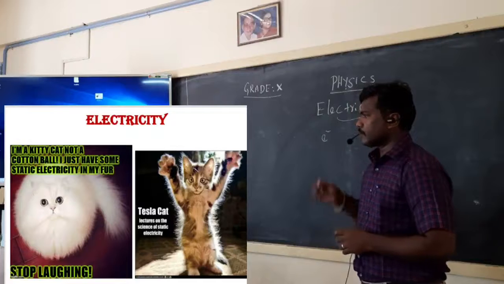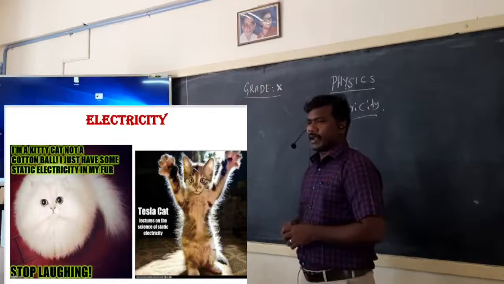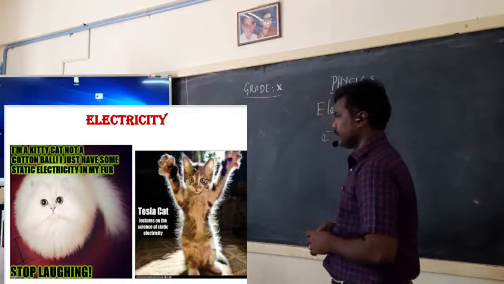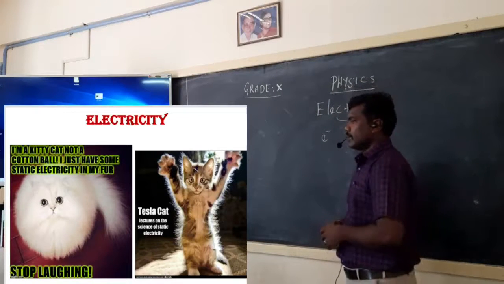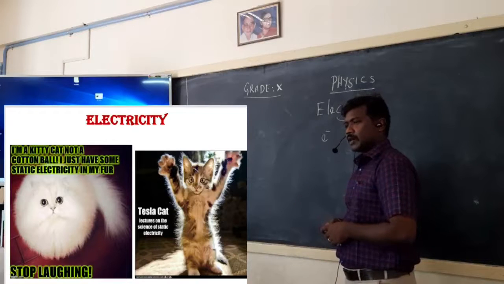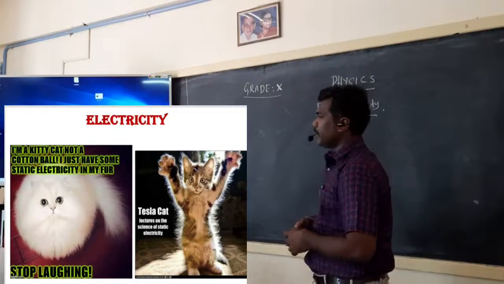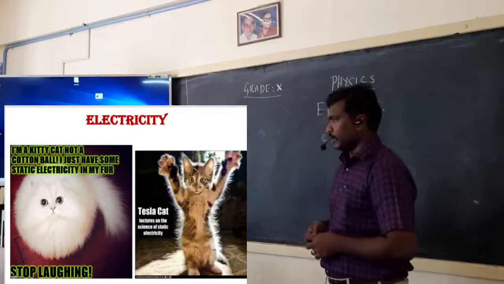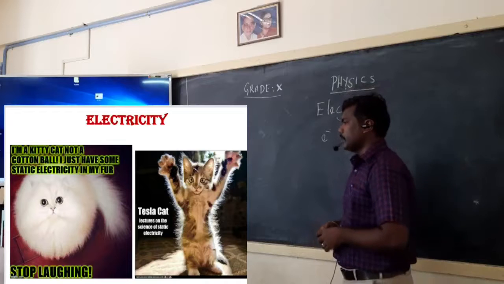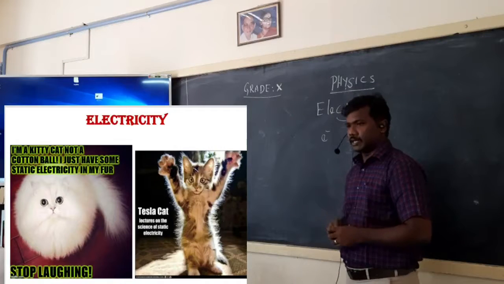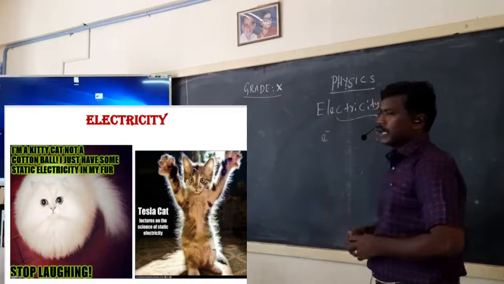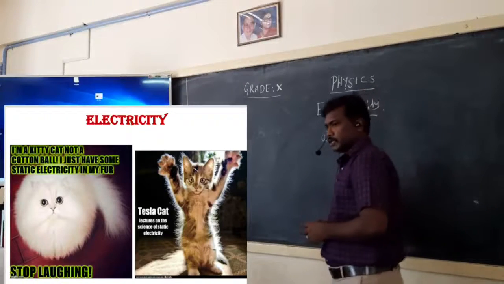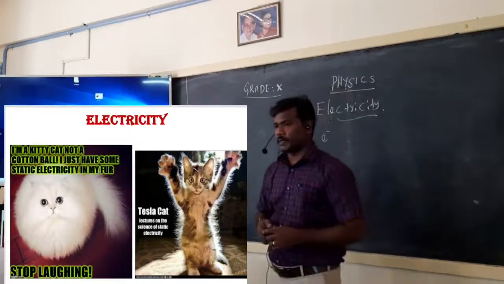See the picture. This cat diagram is also with respect to the topic electricity. Okay, see the first diagram. It is like a ball, a cotton ball. But the cat says that I am not a cotton ball, I am going to represent the topic static electricity. So these two cat diagrams are on the basis of static electricity. Okay. So our topic is electricity. It is one of the main branches in physics.